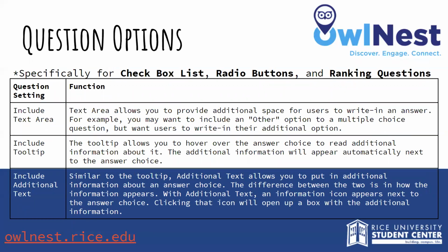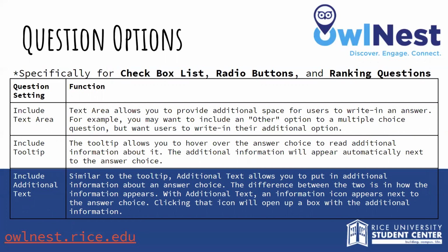Specifically for the checkbox list, radio buttons, and ranking questions, there are tools such as Include Text Area, which allows you to provide additional space for users to write in an answer. For example, you may want to include an "other" option to a multiple choice question but want users to write in their additional option.